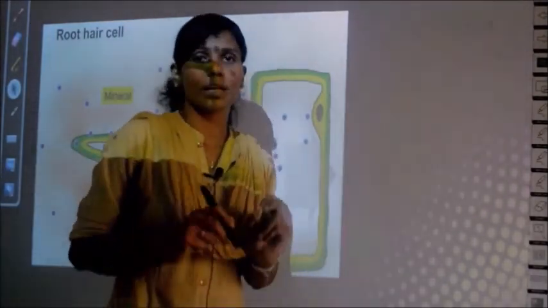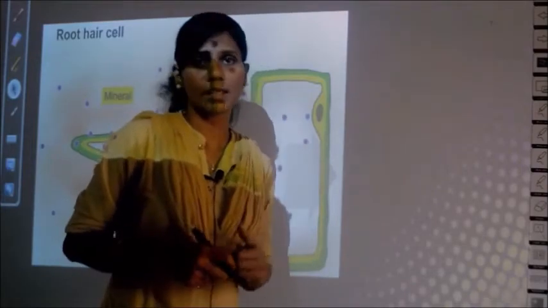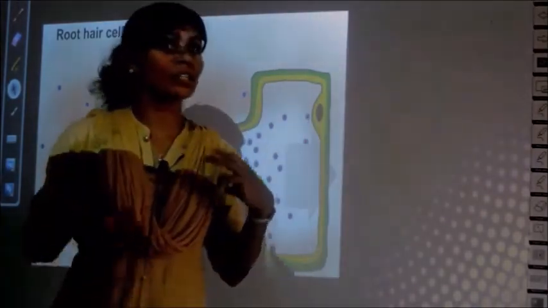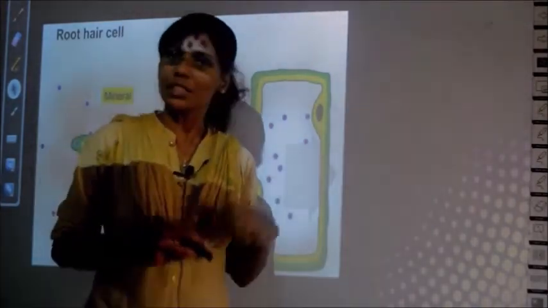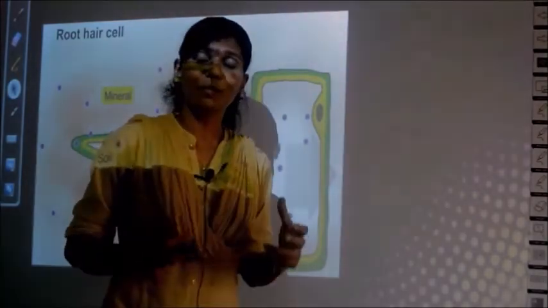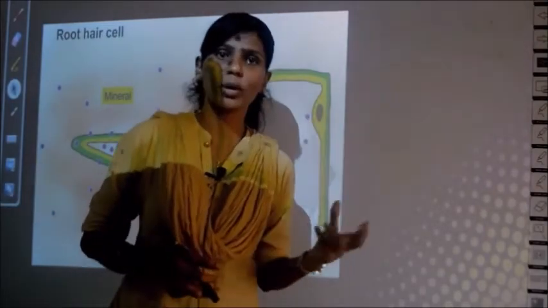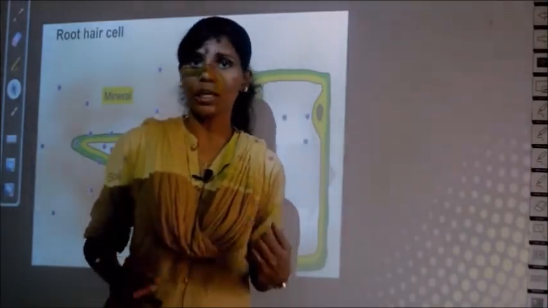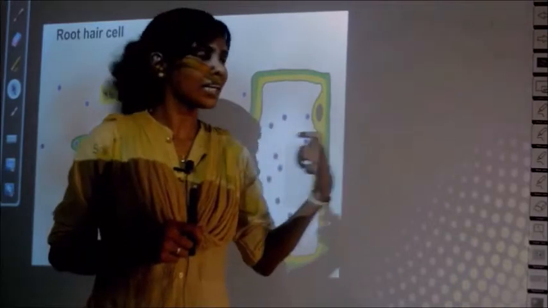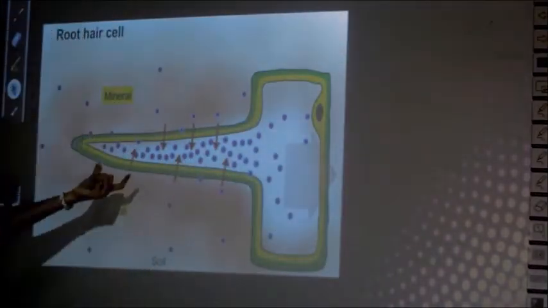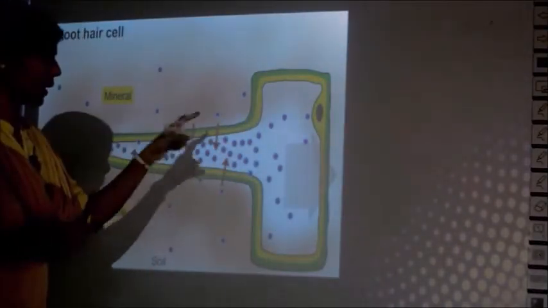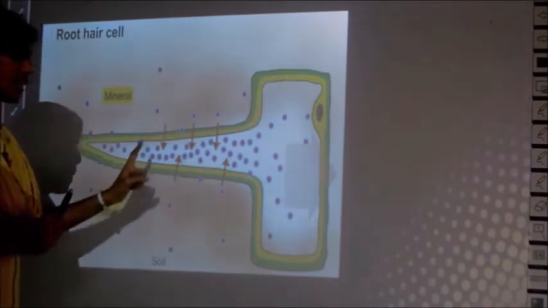But suppose the soil is having only very less mineral particles and the plant is already having more mineral particles, in that case also the plant is so greedy that it will take the minerals from the soil, the very little minerals present in the soil, by a mechanism called active transport. See, from the soil into the plant. See the direction of the arrow, from outside to inside.